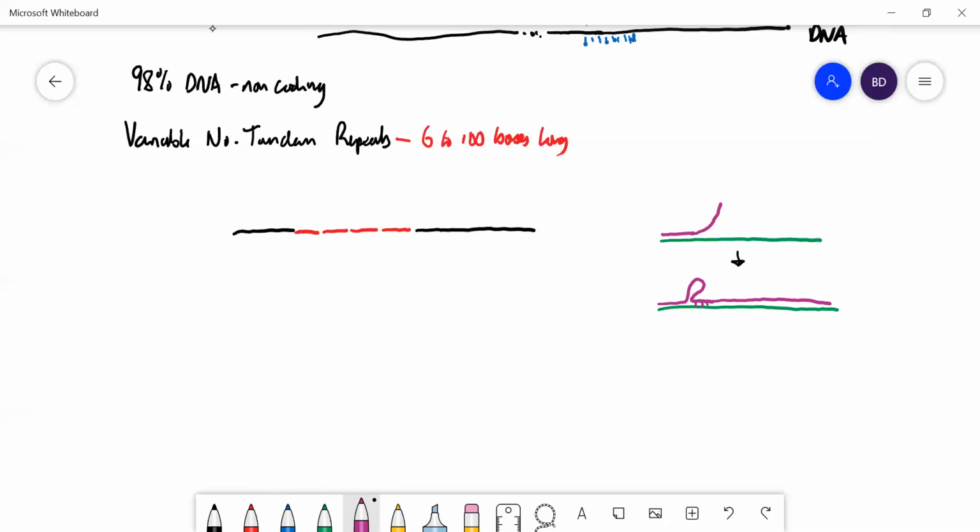Right, so that's why different people will have different numbers of repeats, and the number of repeats, generally speaking, doesn't make any difference to the function of the DNA. It doesn't seem to make that much difference. So it's not selected against in natural selection. So different people have different numbers of these repeats.